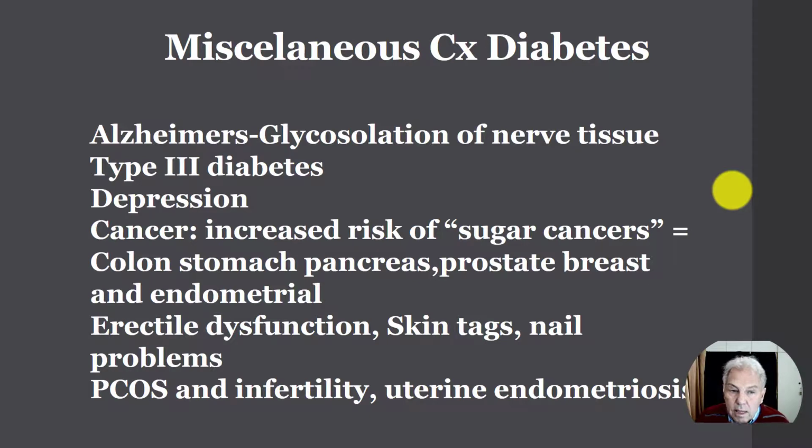Alzheimer's disease is just a chronic glycosylation of nerve tissues, very common in diabetics. In fact, it's now being called type 3 diabetes in some circles. Depression, cancer, there's a marked increase risk in the so-called sugar cancers, colon, stomach, pancreas, prostate, breast, and endometrial cancer. Erectile dysfunction, skin tags and other skin problems, nail problems, PCOS and infertility, polycystic ovarian syndrome can often be reversed by a low carbohydrate diet, uterine fibroids and endometriosis.